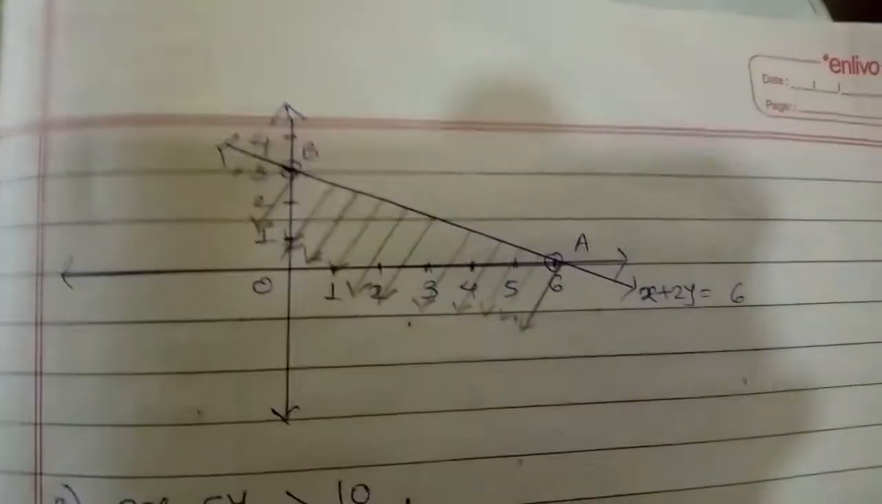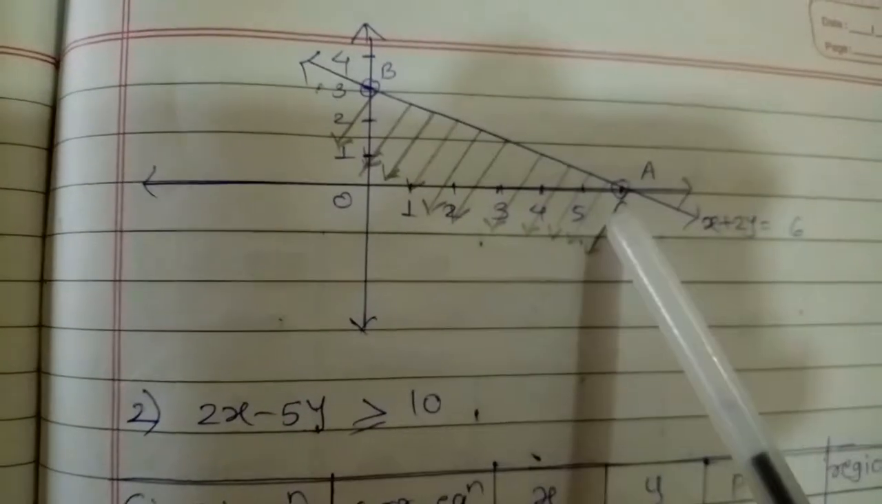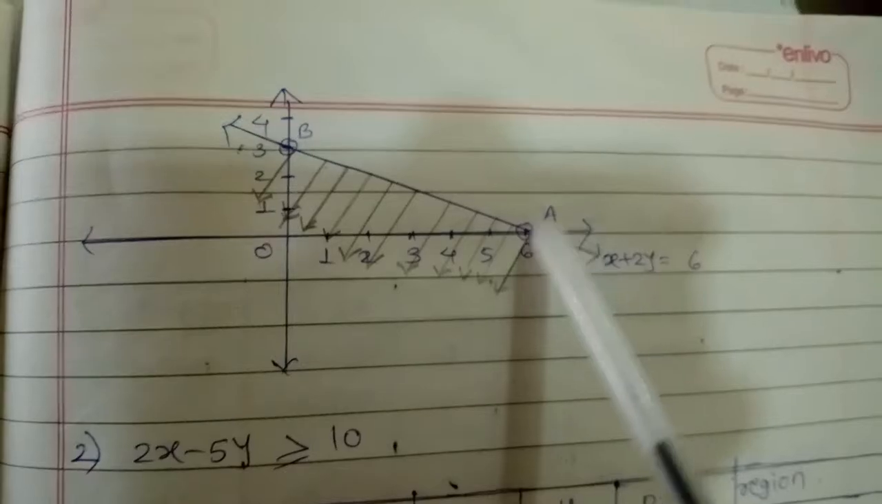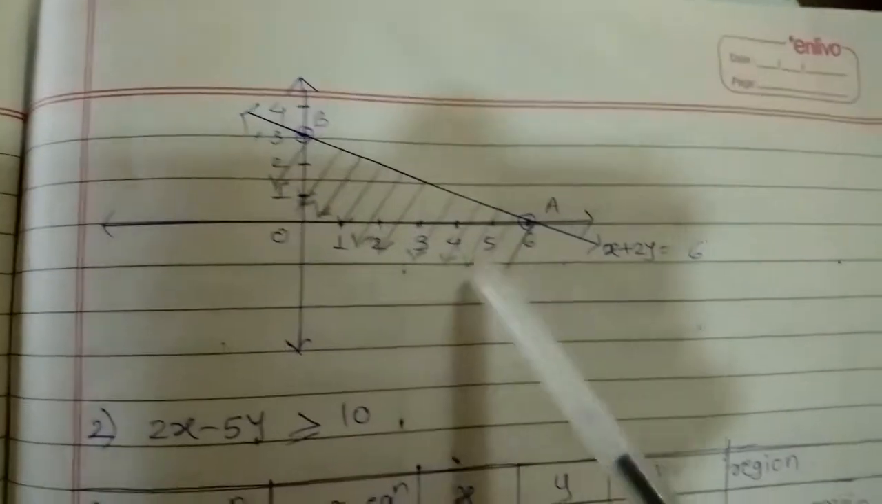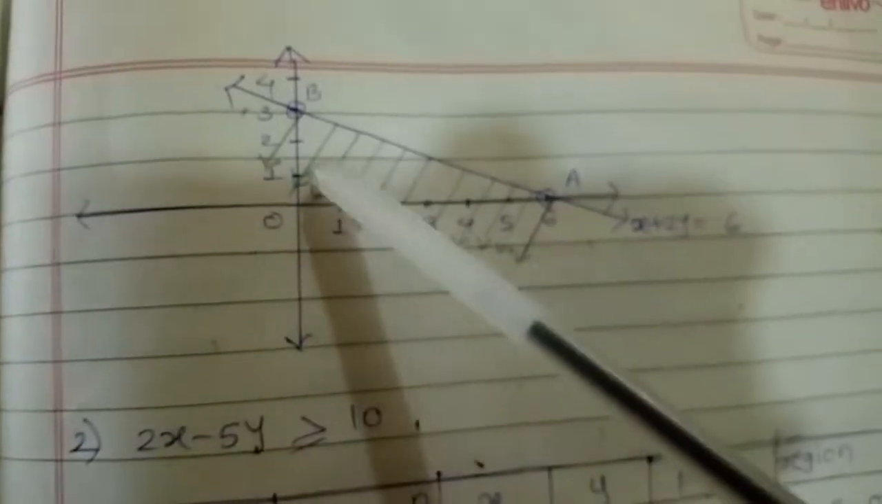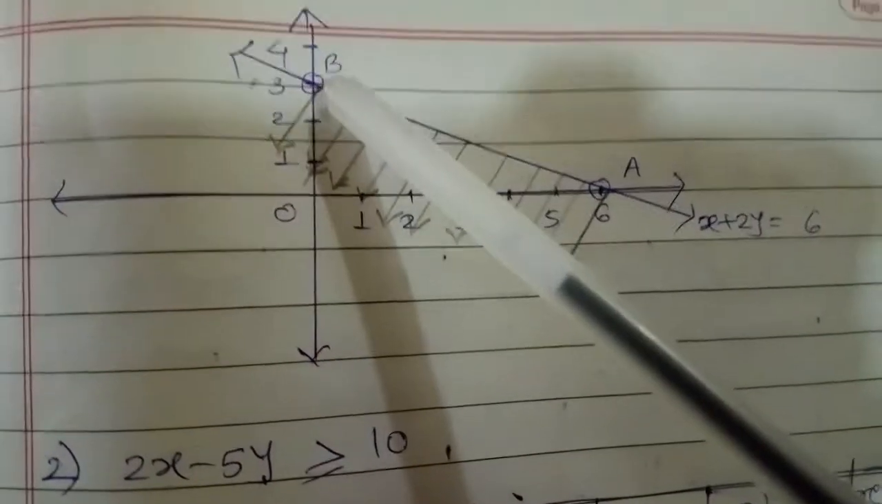We just have to draw the x-axis, y-axis, and plot these points. So my first point is A, that is (6, 0). So (6, 0) is here, on the x-axis we plot this one. So here is my point A (6, 0), and my second point is (0, 3), which lies on the y-axis. So see here is 1, 2 and 3. So point B is here.